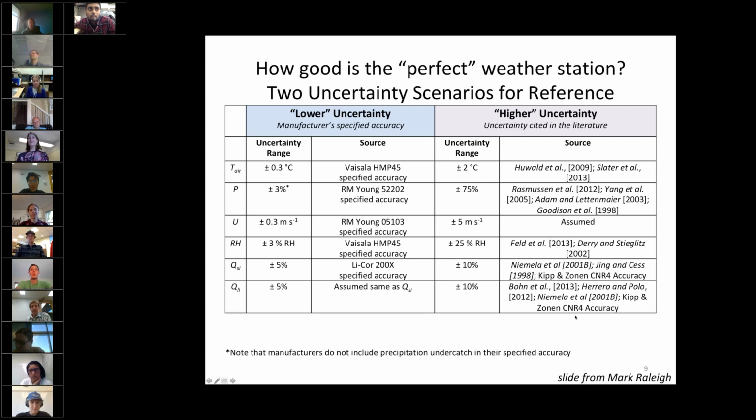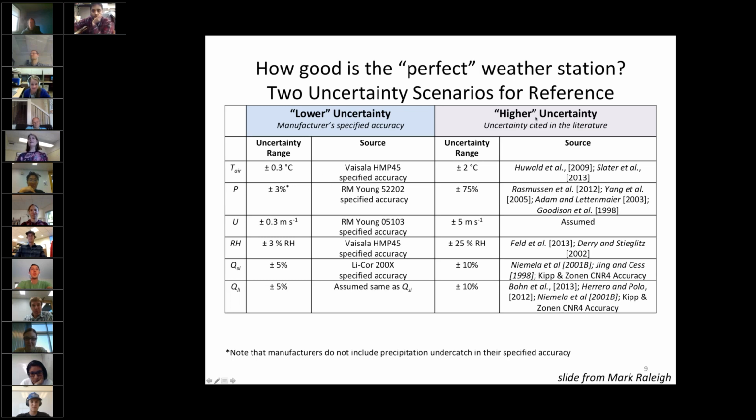So this is a slide, again, put together by Mark. And what he tried to say is, okay, well, first, what's the best we can do? If we go and look up all these instruments, what's the manufacturer specified accuracy? And basically, it says that you can measure precipitation to plus or minus 3%. Now, how many people raise your hand if you think we were doing that in the Arctic at all? How many people think we're doing that anywhere we're measuring snow? I don't see any raised hands at all.